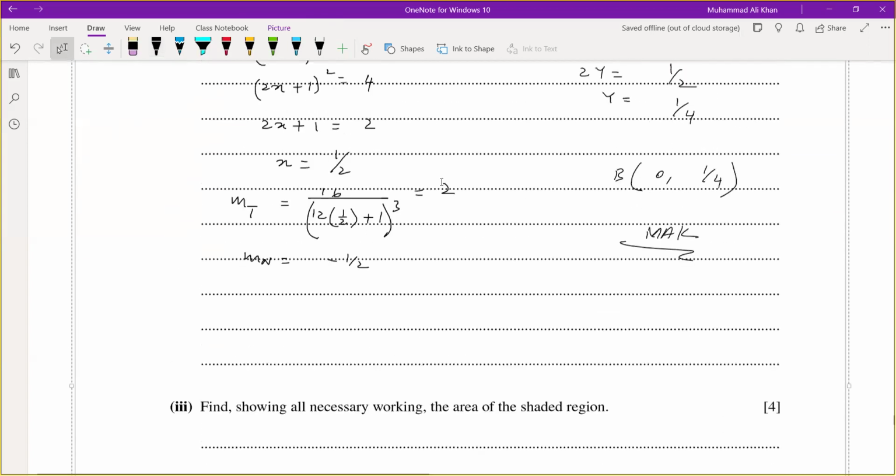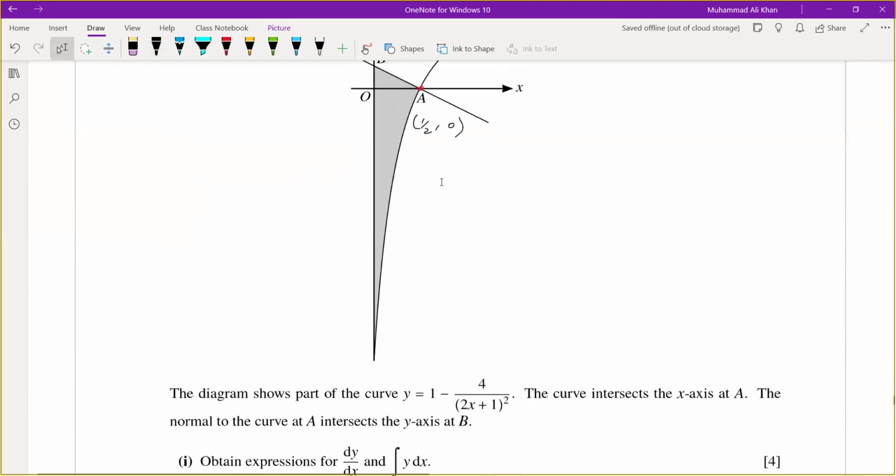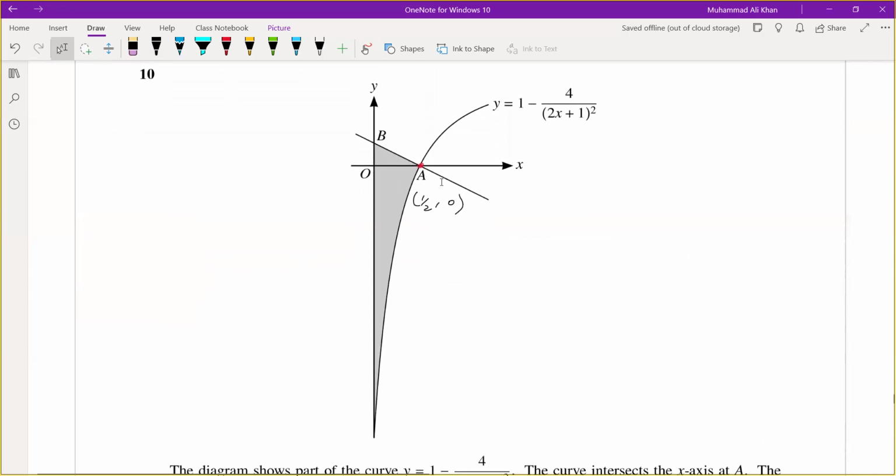area of the shaded region हमें कैलकुलेट करना है. How to calculate the area of shaded region? The first, we have to calculate area under the curve from 0 to half. So you will get this area. And then calculate the area of triangle.